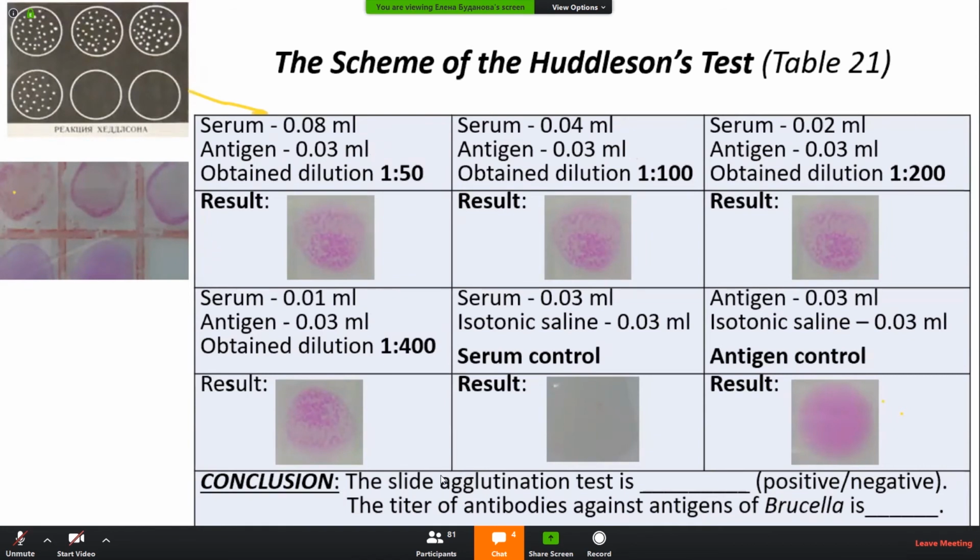And I will tell you that the Huddleston test is estimated as positive when we can see a positive result in all 4 cells. I mean, until the titer 1 to 400. And you can see agglutination here, here, and here, and in here also. You can see clumps in all 4 cells. You can label it, by the way, with pluses and minuses. And we can say that the slide agglutination test is positive until the titer 1 to 400.